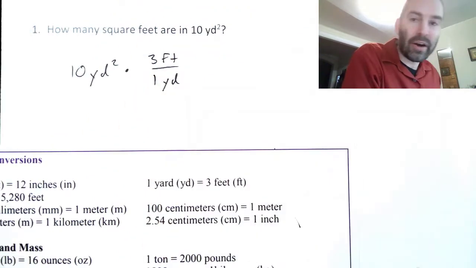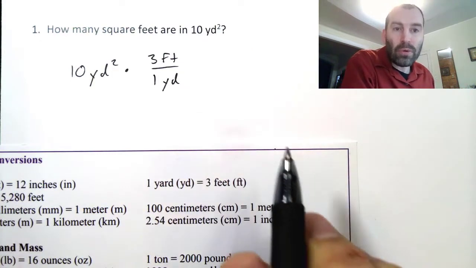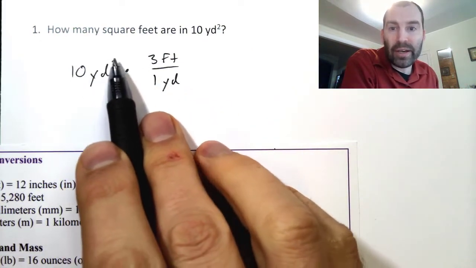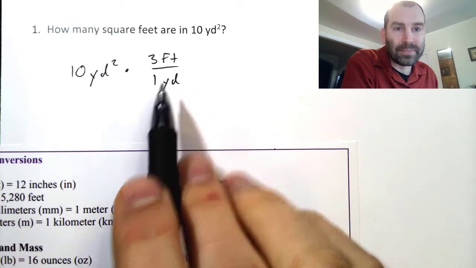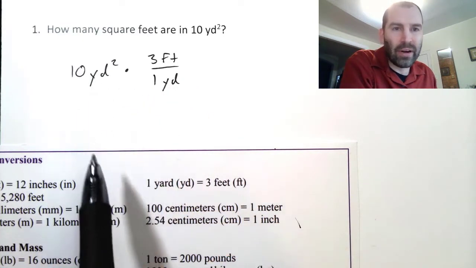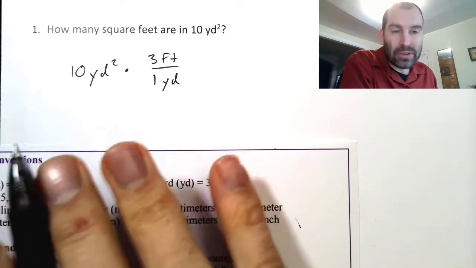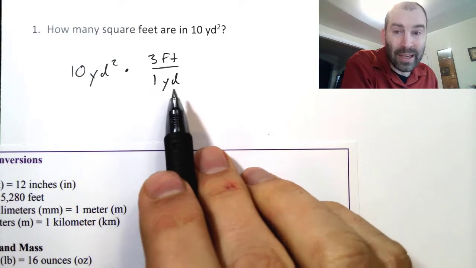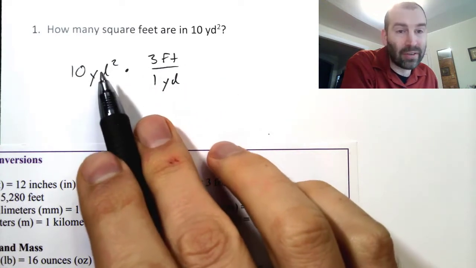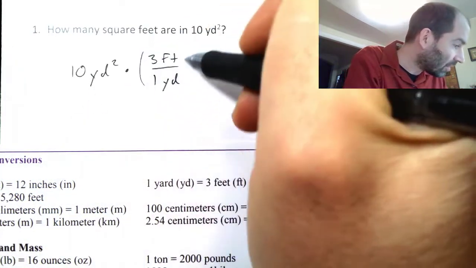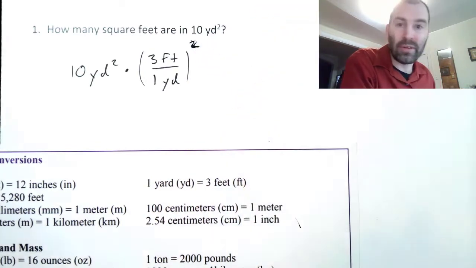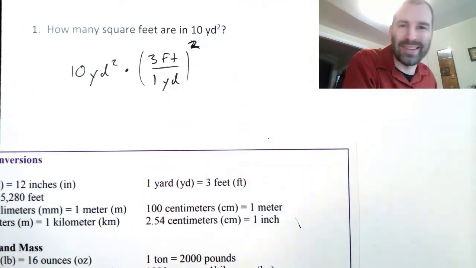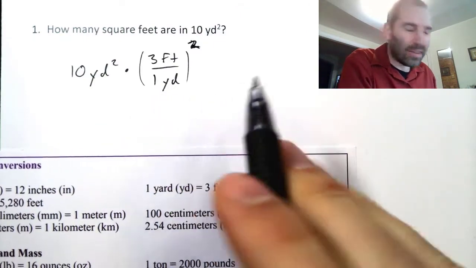All right. So I'm going to multiply this by 3 feet over 1 yard. Now, this won't do the trick because here I have square yards, here I have yards. So this isn't going to cancel the yards. But there's two different ways to look at this. I can multiply by this fraction twice, and then I'll have yards twice, and that'll kill the yard squared. Or I could just square this expression. That's supposed to be a 2. All right? And so if I square this, what do I get?